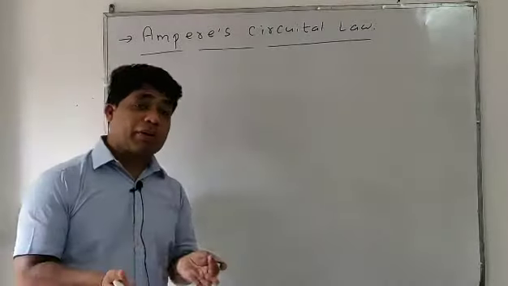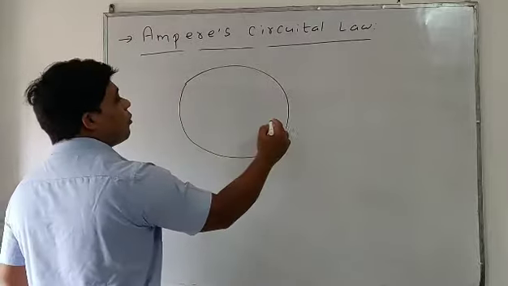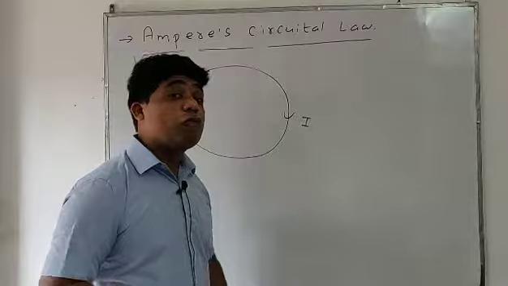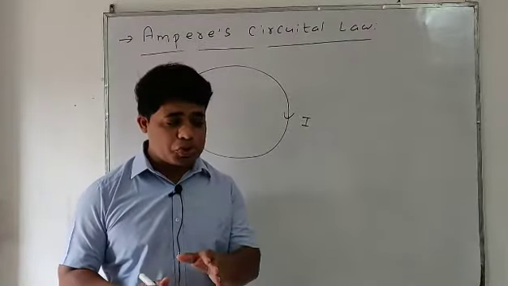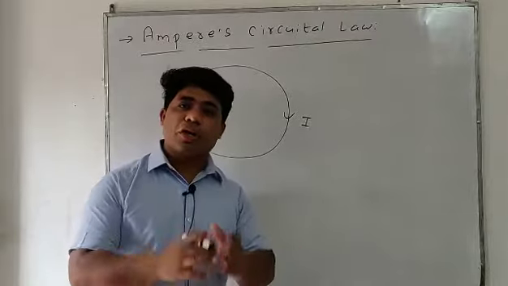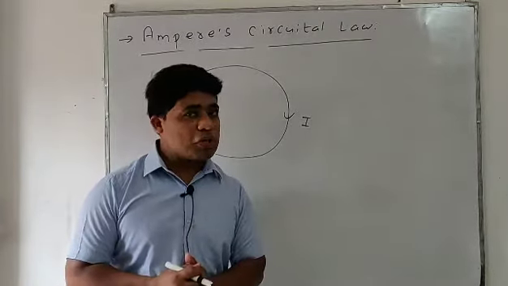Where is it applicable? The basic thing is it is applicable when current flows in a closed loop. That is an important point. Whenever the current flows in a closed wire, in a closed circuit, in a closed loop, in that condition we will apply Ampere's circuital law.